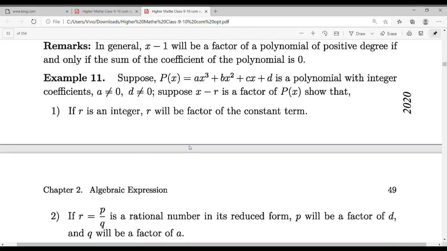Example 11. Suppose p of x equals ax cube plus bx square plus cx plus d is a polynomial with integer coefficients. Your coefficient a is an integer and a not equal to 0, and also d not equal to 0, and d is also an integer. Suppose x minus r is a factor of p of x, then you have to show that if r is an integer, r will be a factor of the constant term. That means r is also a factor of this d.